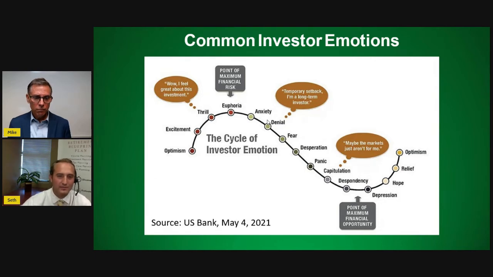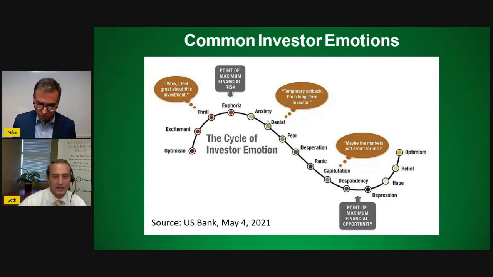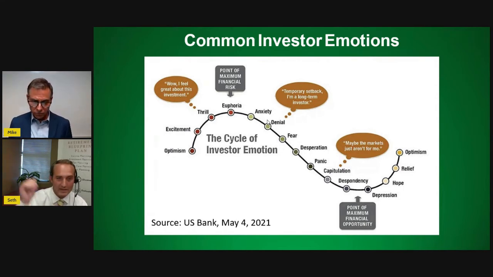But then what happens? These bull markets, these runs, are followed by corrections, and we start to feel anxiety. And we think, okay, this isn't going to last very long. But then if it keeps going down, we get a little bit afraid. We start to think the market's not for us. And then, you can see here at the bottom of this slide, it says the point of maximum financial opportunity. Now, that's maximum opportunity for someone who's maybe not in the market, or for those of us who have just ridden down that drop. We're pretty scared. There's despondency, there's depression.